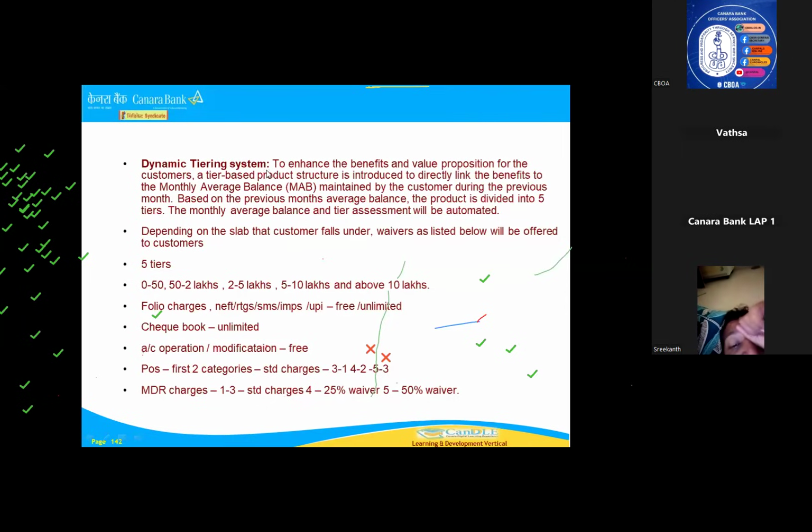The main thing is, we are going to open an account for a school. Then what is the benefit they are going to get? Based on the balance they are maintaining, the previous monthly average balance, they will be fixed into one of the tiers of these 5 categories. It is institutional financing. You may think, what is the best benefit they are going to get?